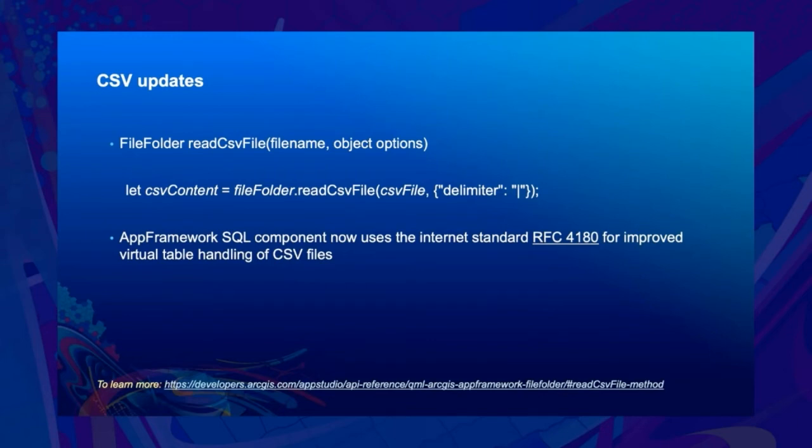CSVs are a common input and output file type for many applications. To make reading of CSV files easier, we have added a new read CSV file method in the file folder AppFramework component, which parses CSV files using the Internet Standard RFC 4180. The options parameter is a set of properties that alter the behavior of parsing the CSV file. The documentation link provided here describes the options supported in detail.